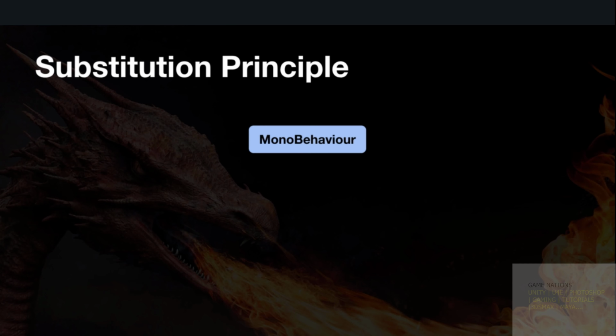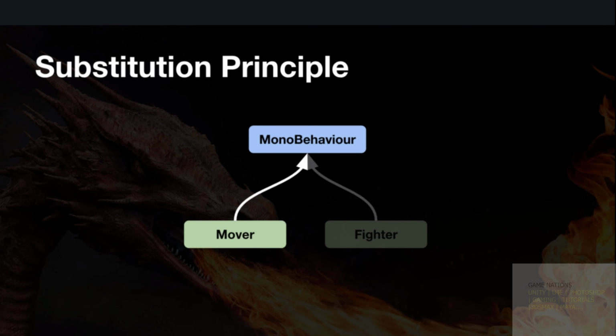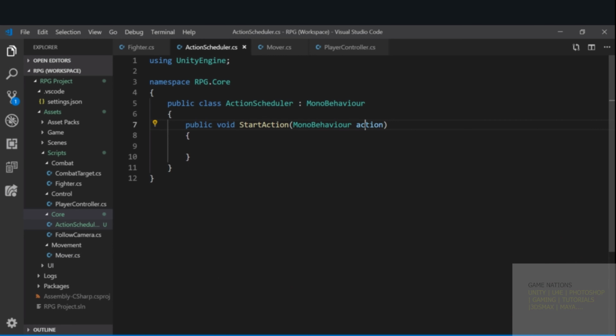Because in our case, what we've got as the parent class is the mono behavior, and we inherit it in mover and we inherit it in fighter. So this means, by the substitution principle, that our mono behavior action can actually be passed a mover or a fighter. In fact, it could also be passed a player controller and so on and so forth, which isn't quite right, but we're going to fix that later on in a follow-up lecture, not in this lecture. So with that said, what are we trying to achieve with this substitution of mono behavior? Well, what we want to be able to do is cancel this action at the right time.